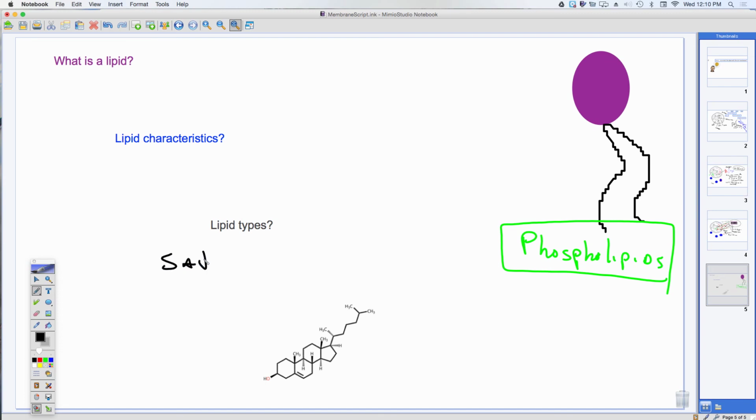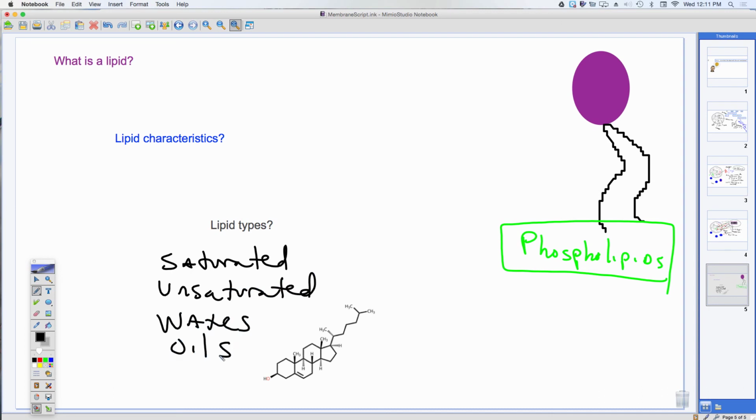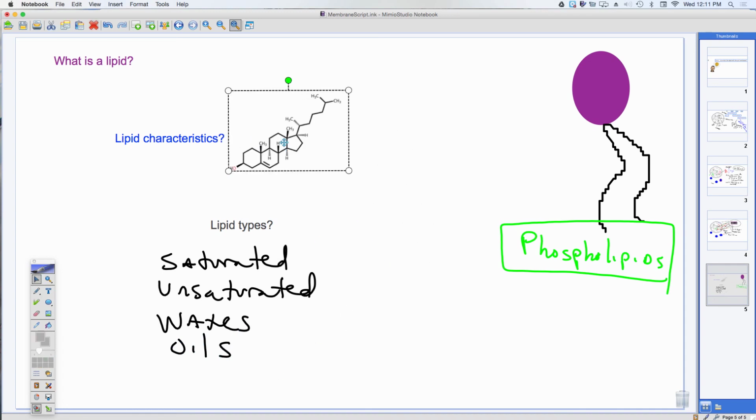So we have saturated fats. We have unsaturated fats. We have waxes, oils, and the last group, which is an unusual looking group, the ones that look like this, and these are steroids.